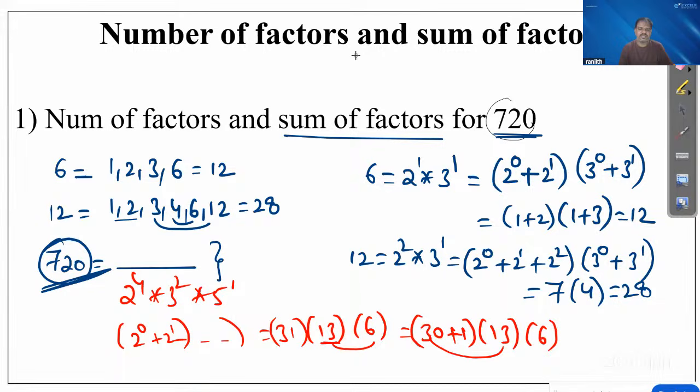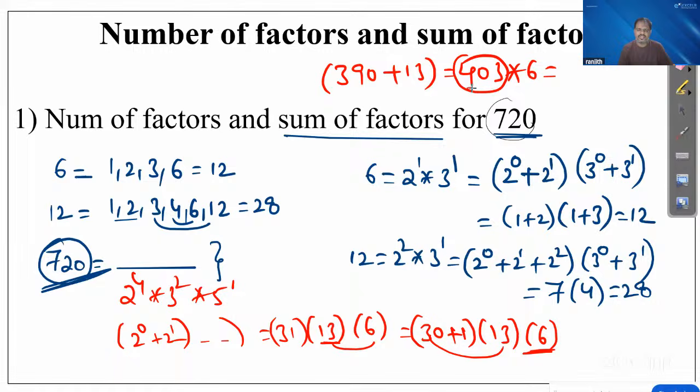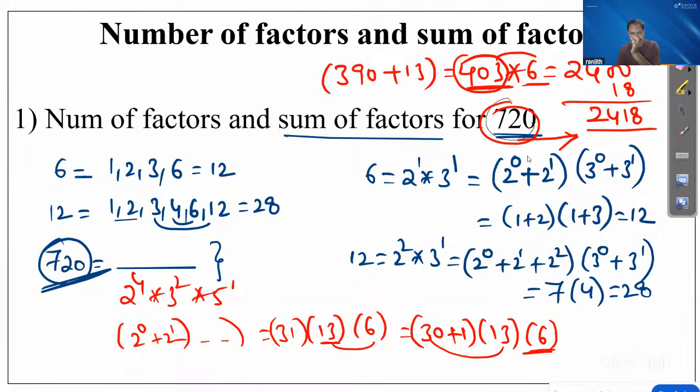13 threes are 390. 13 ones are 13. So 390 plus 13 equal to 403, and then the multiplication by 6. 403 into 6, instead of multiplying 403, just go with 400. 400 into 6 equal to 2400. 6 threes are 18. So 2400 plus 18 equal to 2418. So the sum of factors of 720 will be equal to 2418.